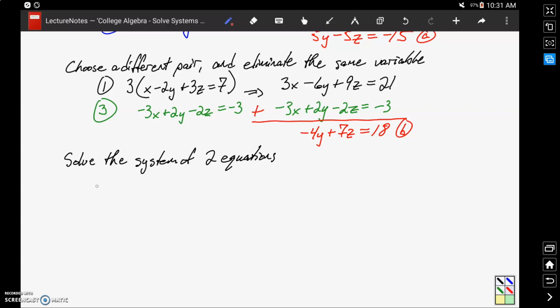So this system consists of equation A, which is 5y minus 5z is equal to -15, and -4y plus 7z is equal to 18. To solve this system, we need to look at eliminating one variable and then use the methods we've used previously to solve that system. What we'll look at doing is eliminating the y variable. In order to do that, we'll multiply our first equation by 4 and our second equation by 5.